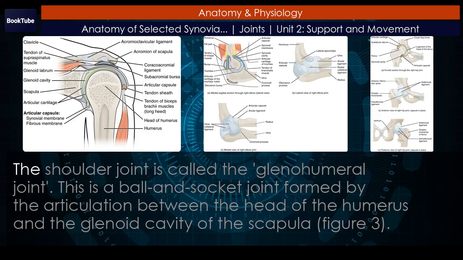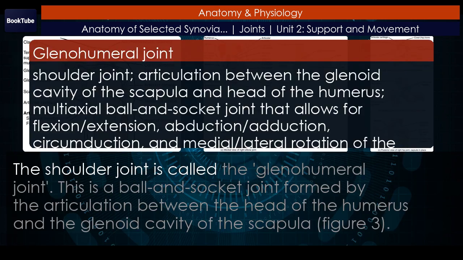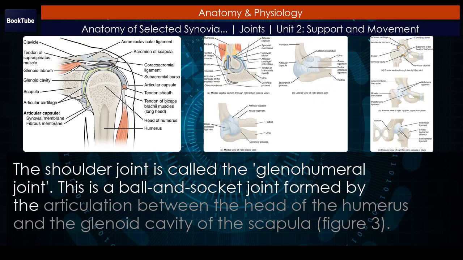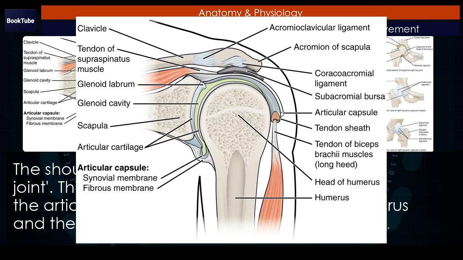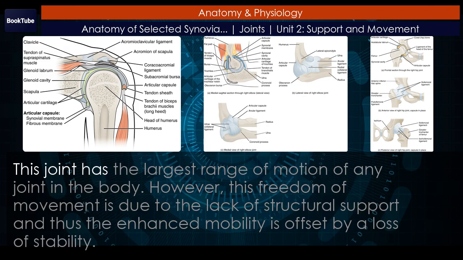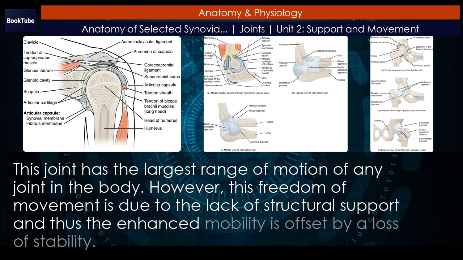Shoulder joint. The shoulder joint is called the glenohumeral joint. This is a ball and socket joint formed by the articulation between the head of the humerus and the glenoid cavity of the scapula. Figure 3. This joint has the largest range of motion of any joint in the body. However, this freedom of movement is due to the lack of structural support, and thus the enhanced mobility is offset by a loss of stability.